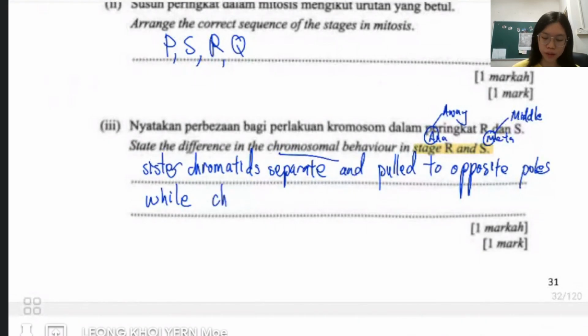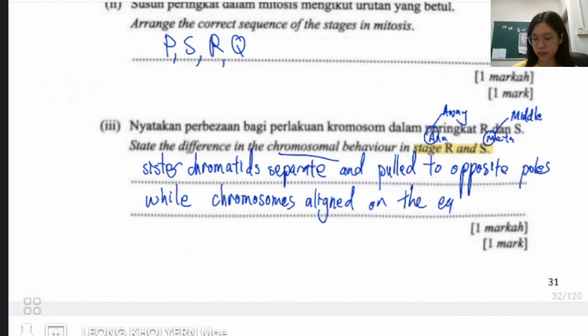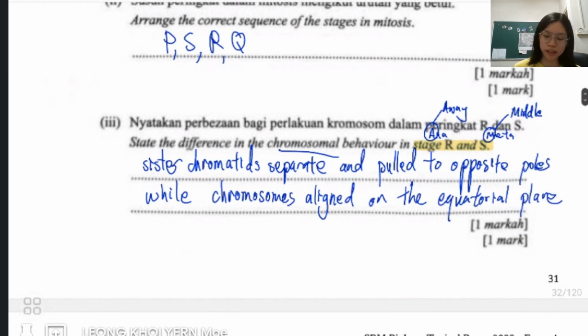So in S, chromosomes align on the equatorial plane. The keywords right here are: sister chromatids separate, and chromosomes align on the equatorial plane.